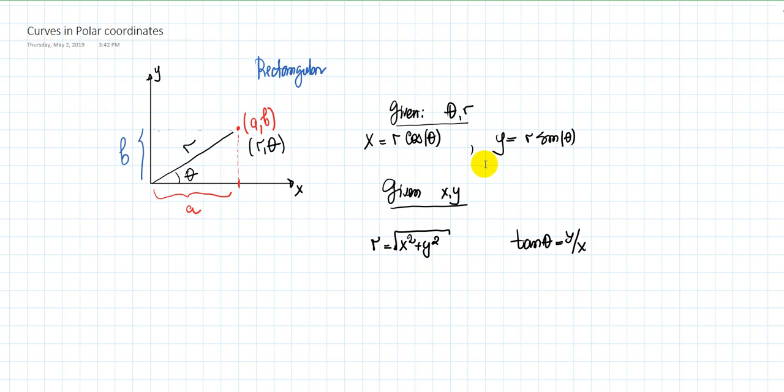If we're given a point in polar coordinates, we can find the x and y coordinates of the same point by using the formulas x is equal to r cosine theta, and y is equal to r sine theta. And if you're given the x and y coordinates of the same point in rectangular coordinates, we can obtain the polar coordinates of the same point using these two formulas, right?